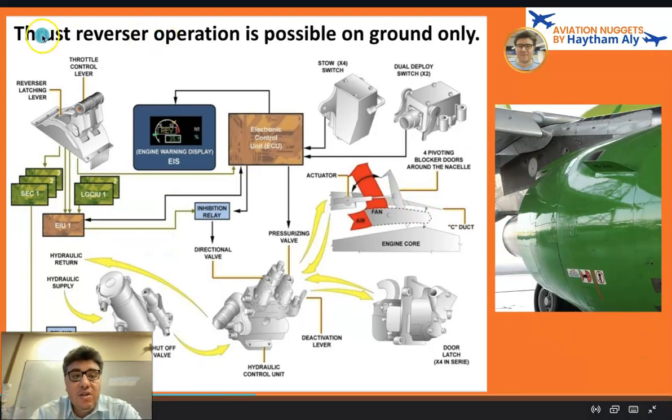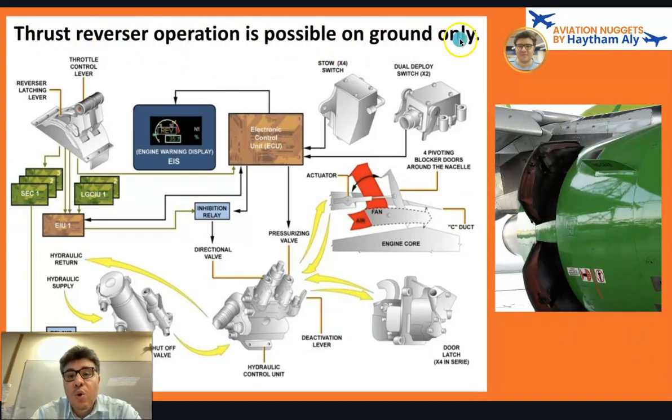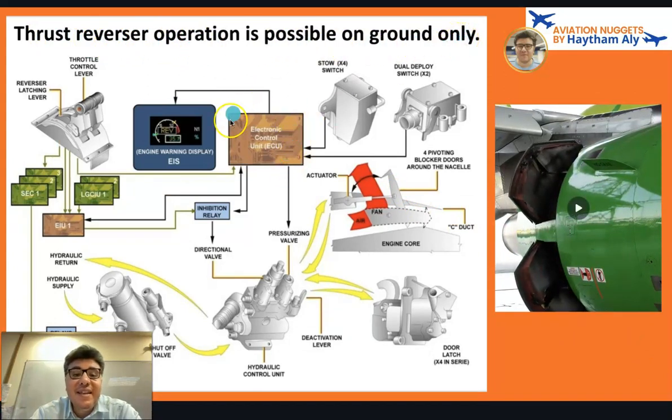Okay. Thrust reverser operation is possible on ground only. How? By a 3-line of defense, managed and controlled by the electronic control units as the first line of defense, the engine interface unit as the second line of defense, and the spoiler elevator computer as the third independent line of defense. First action to happen, the third line of defense. Second action to happen, the second line of defense. And third action to happen is the first line of defense.